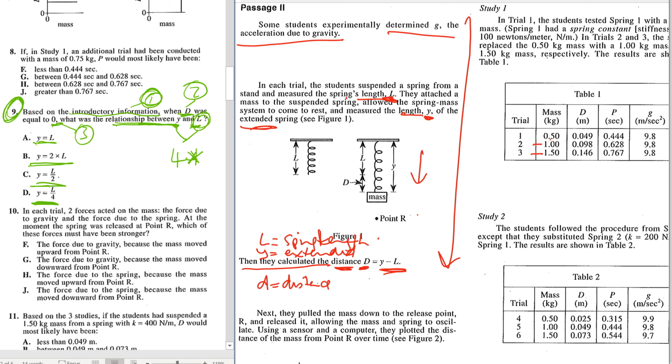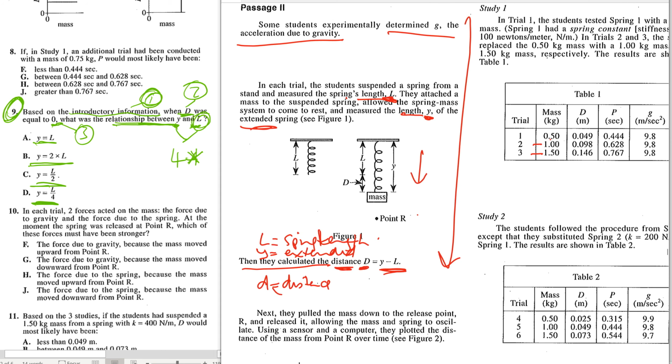Right, so we've looked at the introductory information. So we've done one when d was 0. So we've got this equation here, d equals y minus L. So d was the distance. So we're told here that d equals 0. So 0 equals y minus L. I've just plugged in 0 for d. And d is the distance, right? You can see it here.